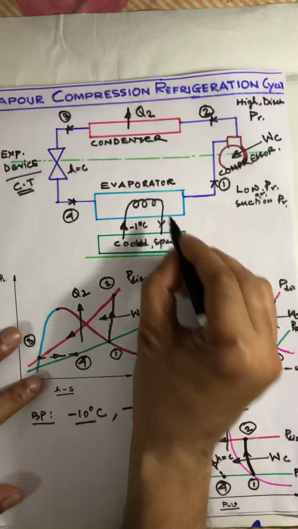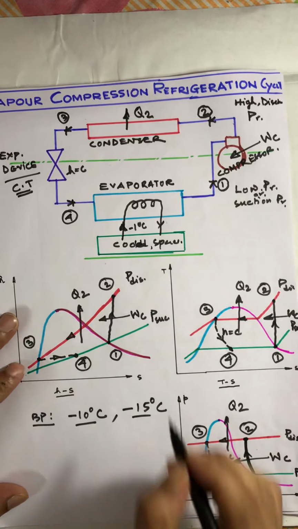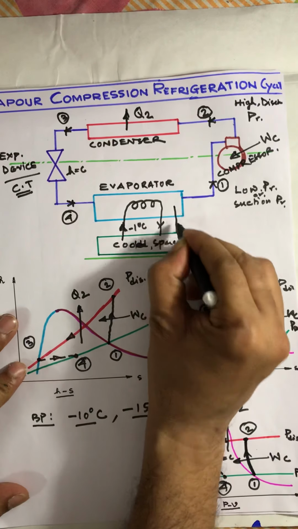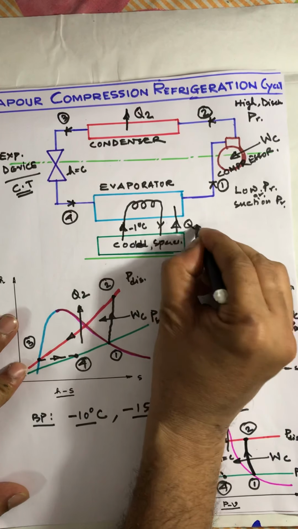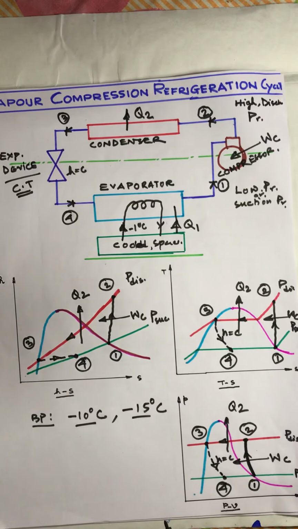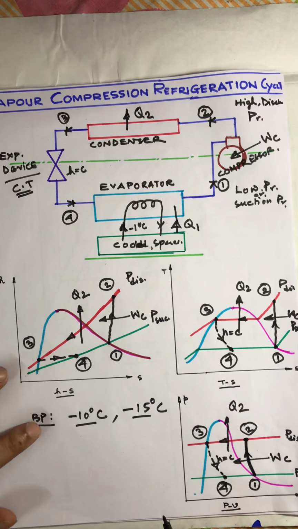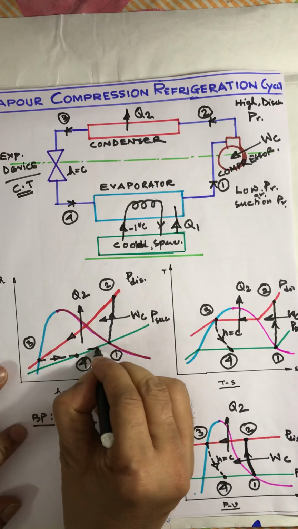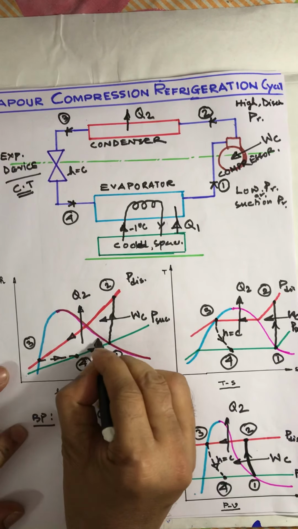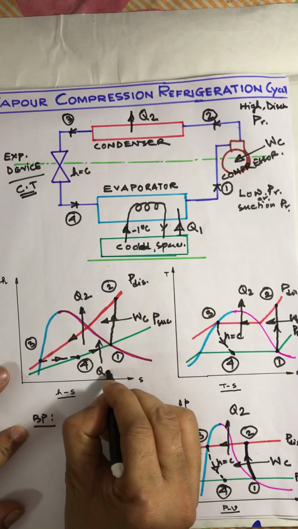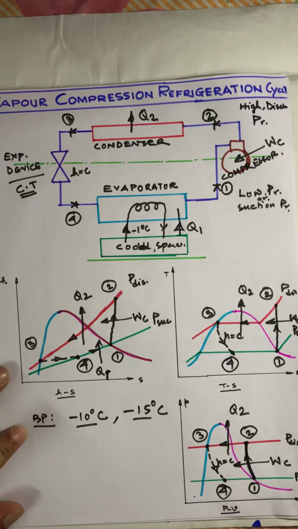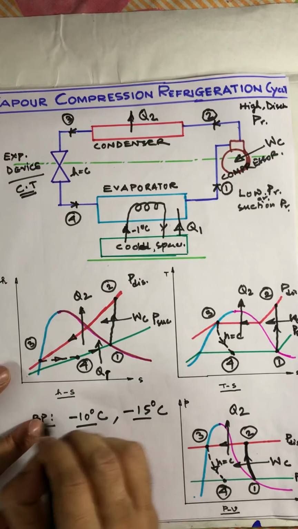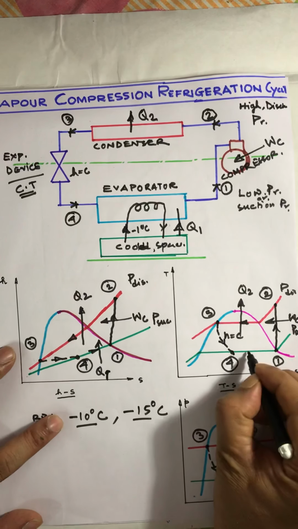And how much amount of heat? Say Q1 amount of heat will be taken from the cold space. Clear? So, this process we can represent in the HS diagram. 4 to 1 is the heat addition process, an isobaric heat addition process.